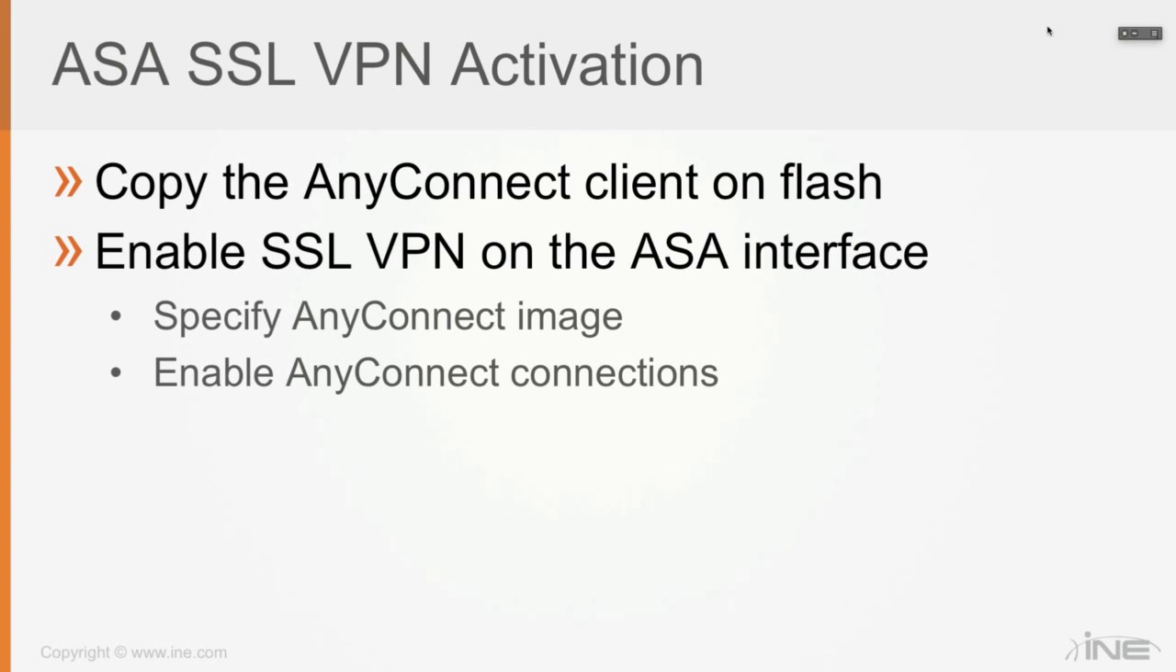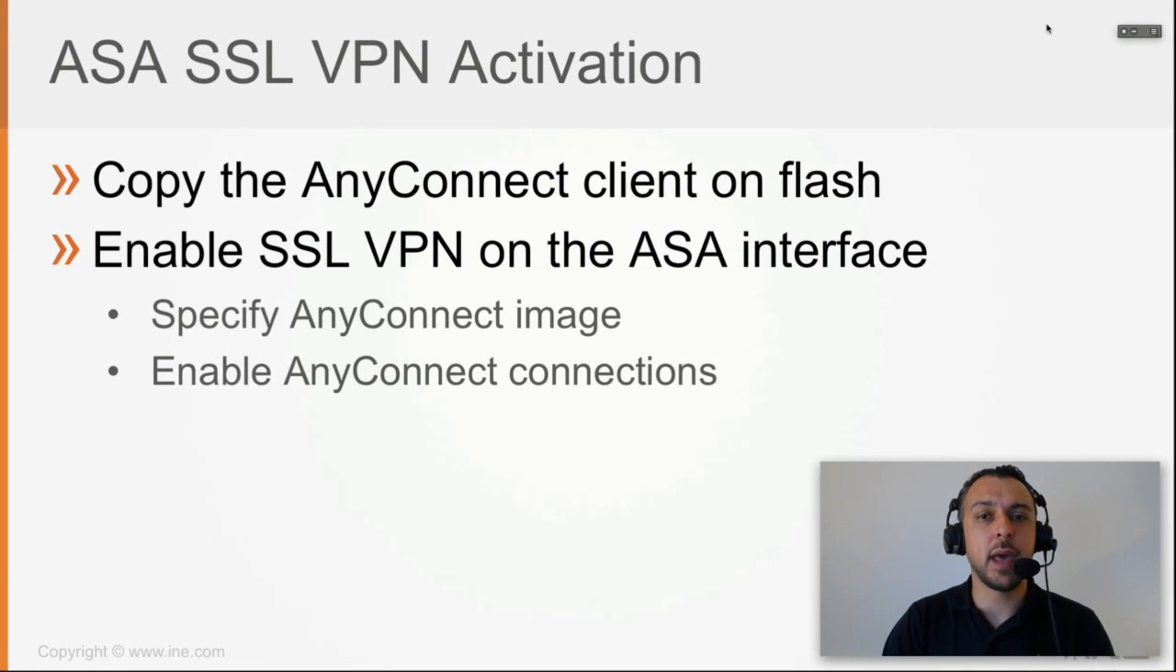Then activate the SSL VPN capability on the ASA for client-based SSL VPN sessions. We just enable SSL on the ASA interface, specify the AnyConnect image to be used, and enable AnyConnect connections as well. To specify the AnyConnect image to be used by all SSL VPN sessions terminated on the ASA, you need to have the AnyConnect client installed on the flash of the ASA, and there are different versions for different operating systems. So if your remote access clients are Linux, Mac and Windows computers, you're going to have one client for each of those three operating systems, which you need to copy to the ASA flash and install to be used by the ASA for AnyConnect connections.